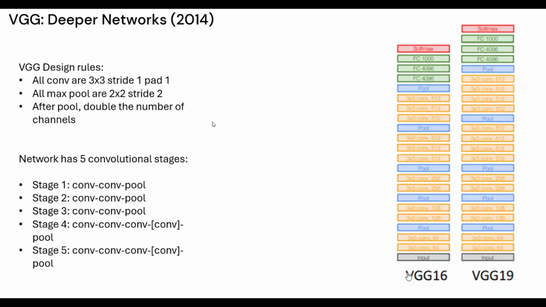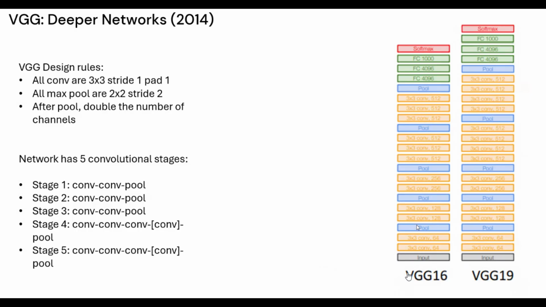But VGG introduced some design rules. Let's check it out. All convolutions were 3x3, stride 1, pad 1. All max pools are 2x2, stride 2, and after every pooling, double the number of channels. So in this network, we introduced some stages, as you can see in the diagram as well.